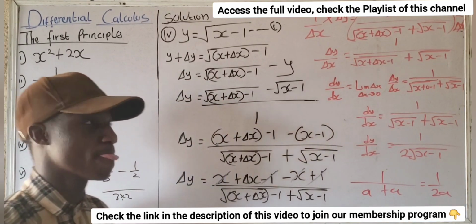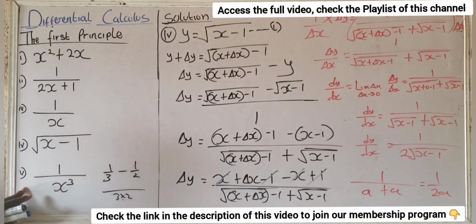Do you understand? Okay, so we have the last question, which is question 5. We are asked to find the derivative of 1 over s cubed.